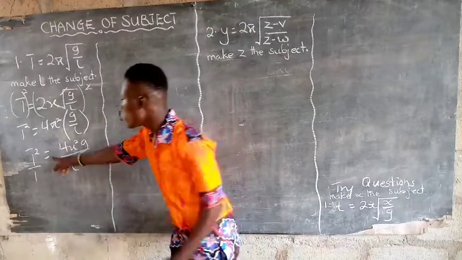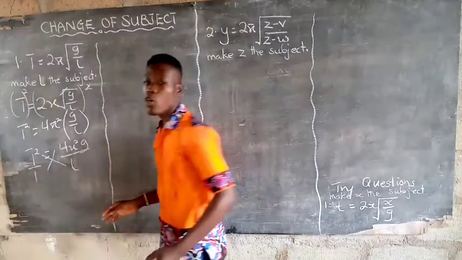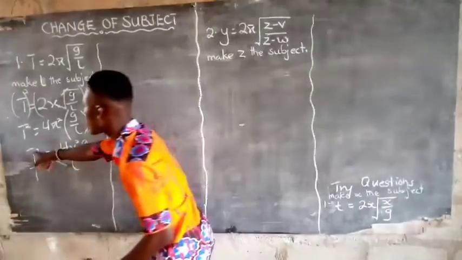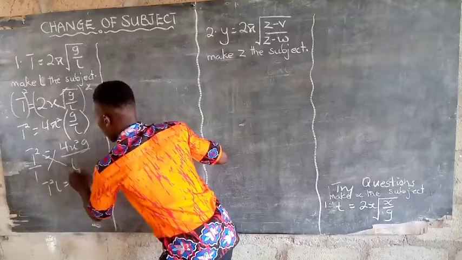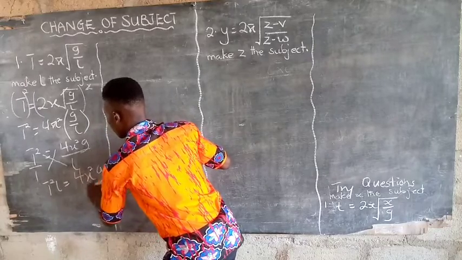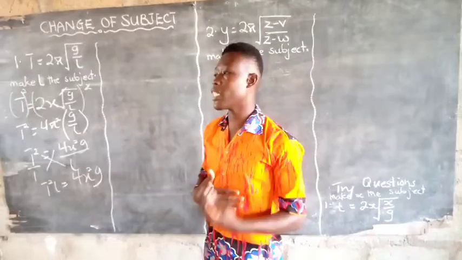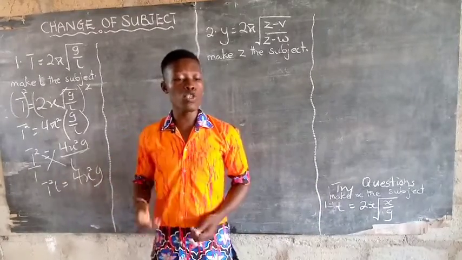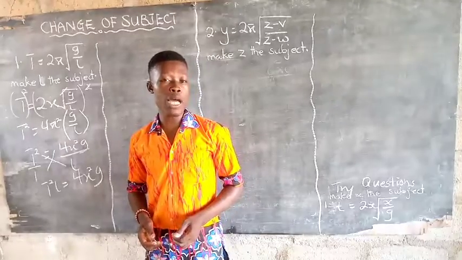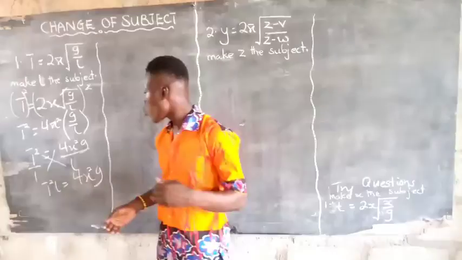So from here, what you do is we cross multiply. So L times T squared would give us T squared L is equal to 4 pi squared G. And we are asked to make L the subject. So since we are asked to make the L the subject, whatever is attached to the L, what we do is eliminate that particular thing from it.